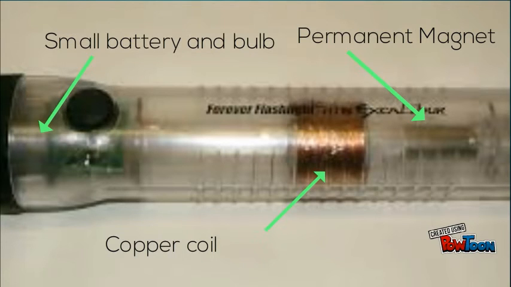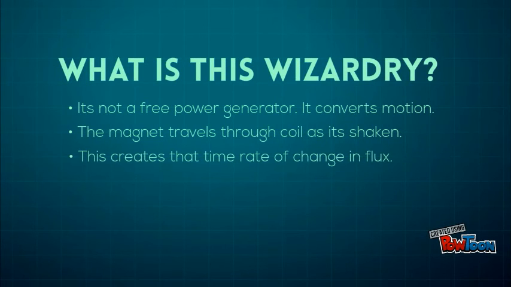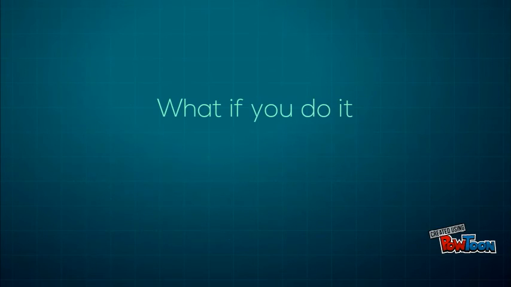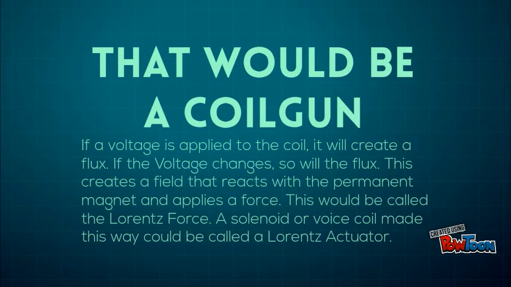To someone looking on the outside, it may seem this system creates free power. That's not true, because it converts the motion of the magnet created by shaking it into a voltage through Faraday's law. Let's think for a second. If you run it backwards and apply a voltage to a coil, you must get some flux and some force out of the center. That would move the magnet, which would essentially be a coil gun or a solenoid.